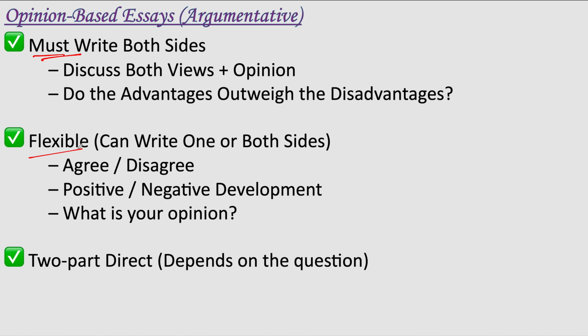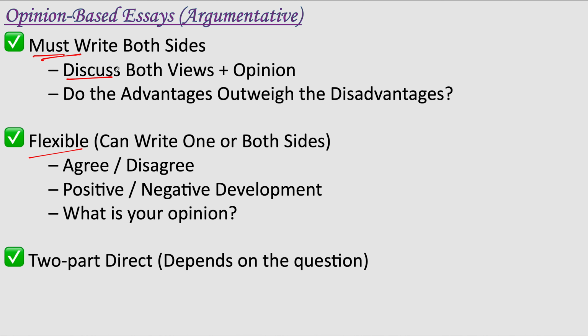So, for an agree-disagree essay, you can write only agree or only disagree points, or you can choose to write both. But in a discuss both views essay, you have to write about both sides. For all these essays, we need to justify our opinion using the points we write in body paragraphs. There are many ways to do it, which we'll discuss in future videos.